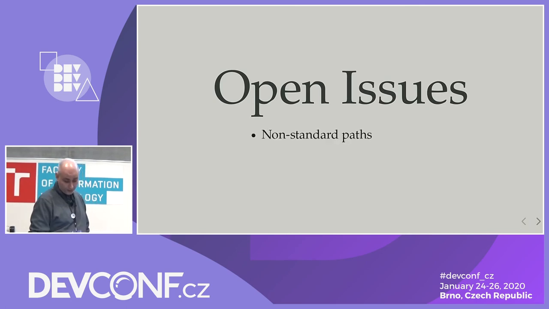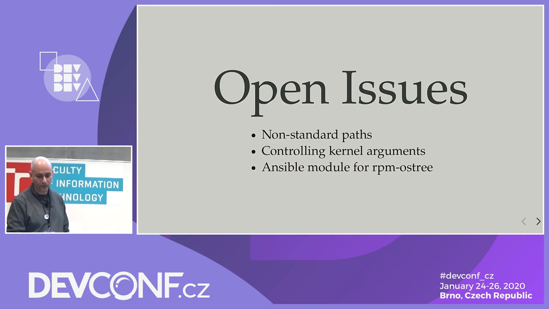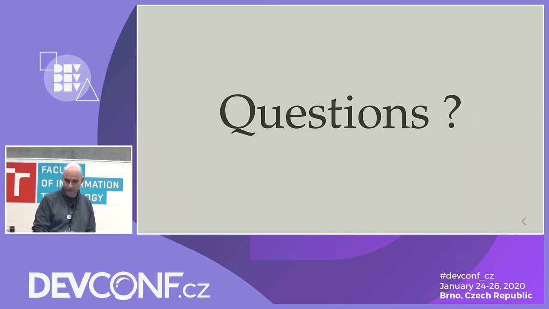Another issue is kernel arguments. oVirt uses Grubby, and we need to use RPM OSTree because RPM OSTree can control the kernel arguments. And last but not least, this is a big one: the Ansible module for RPM OSTree. We are using Ansible to add our hosts, and Ansible is not working nicely with RPM OSTree at the moment. We're collaborating with the CoreOS team to resolve this issue. And that's about it. If you have any questions.